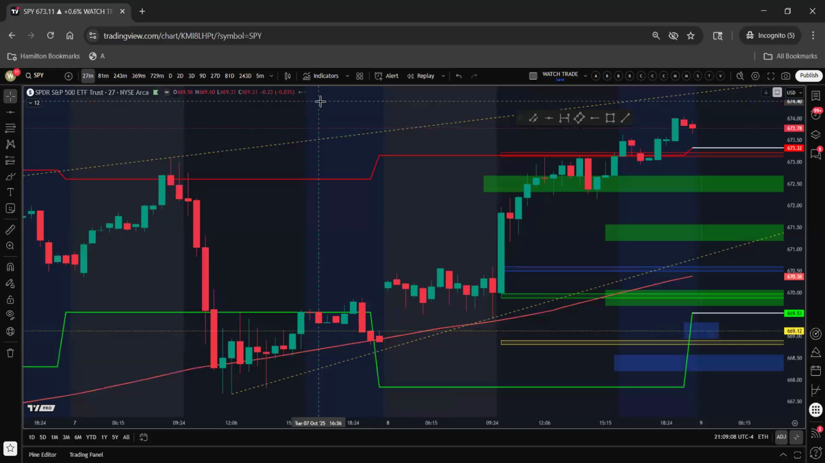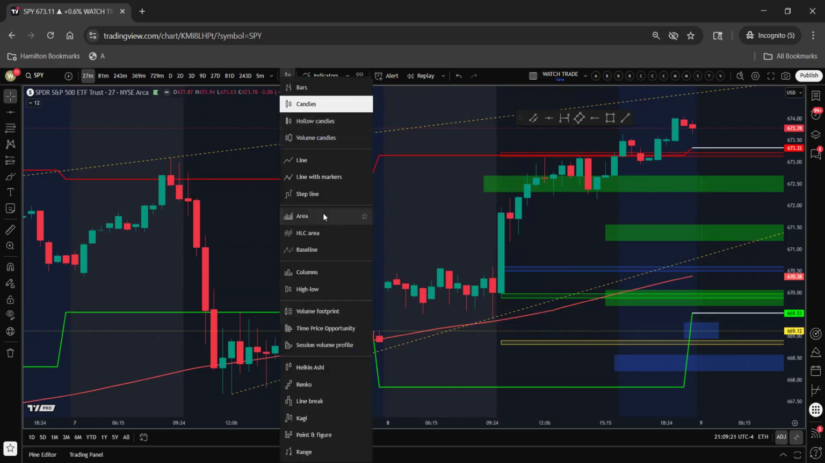Let's look at the difference. So all red, red, green, red, green, red, green, green, red, green, green, red, green, green, red, red. So let's turn on the Heikin Ashi candles.